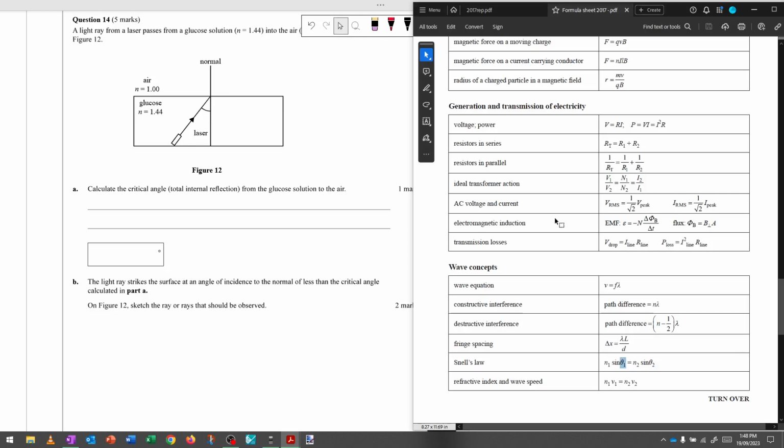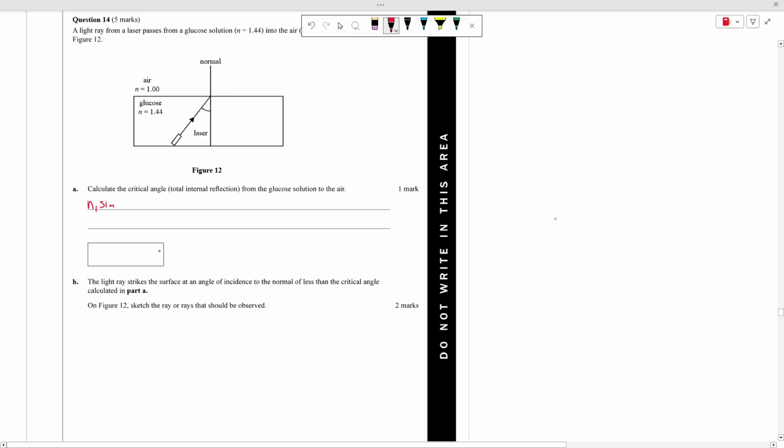So n1 sine theta 1 equals n2 sine of 90 degrees, because we want total internal reflection to occur, which means we want this refracted ray that comes out here to have an angle of refraction of 90 degrees or more, right? Well, the critical angle is when it reaches 90 degrees, and then total internal reflection will happen after that. So we want to solve for theta 1.